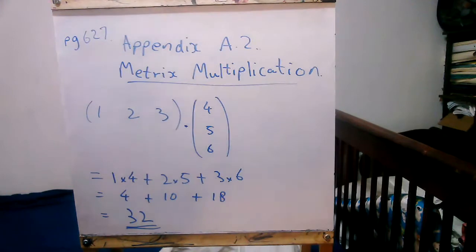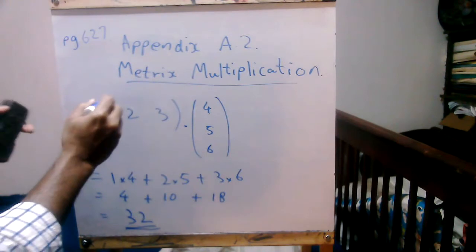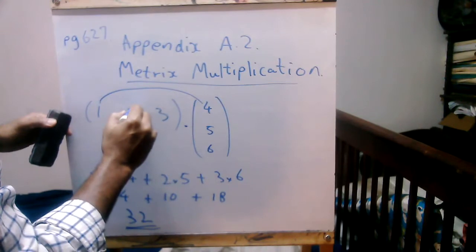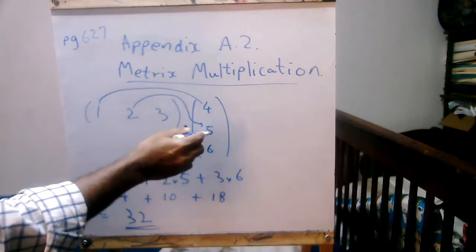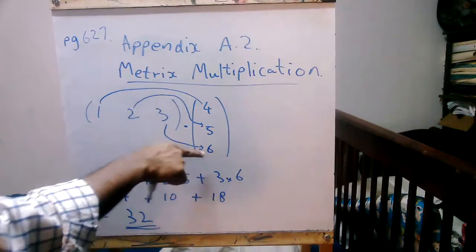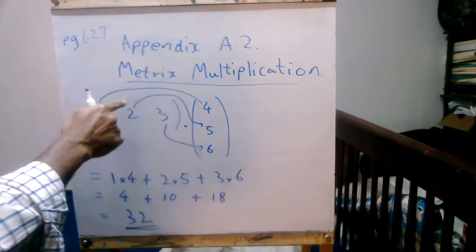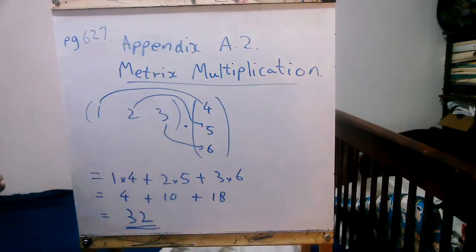Now let's do two matrices with different dimensions. Now, remember the way we multiply: this with this, then the second element with the second element in the second row, third element with the third element in the third row. This is first column, second column, third column, first row, second row, third row, right?